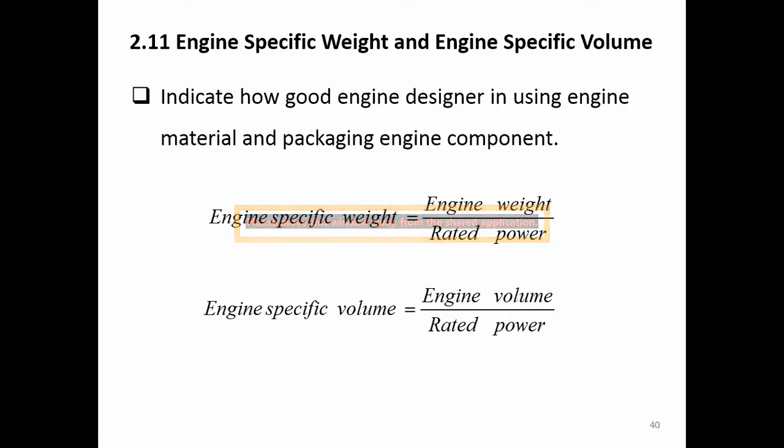If it's high, is it good or bad? If I have engine specific volume high, and engine specific weight high, when I compare between two engines, you think the engine that has a high value of engine specific weight and high value of engine specific volume is better or worse than another engine?